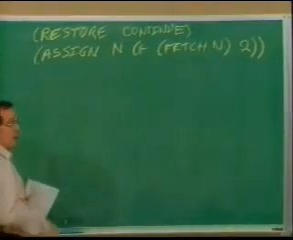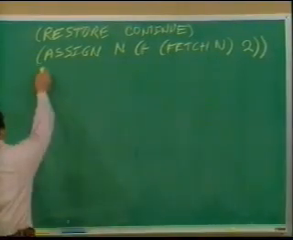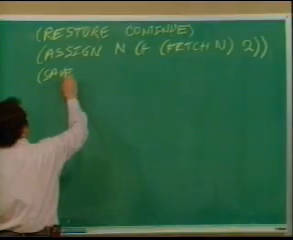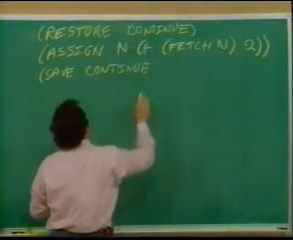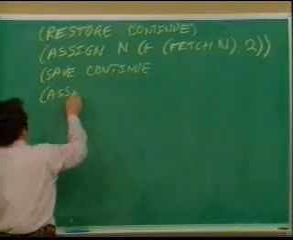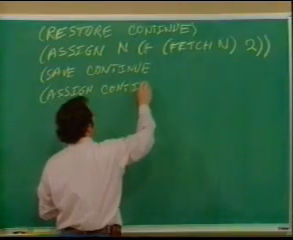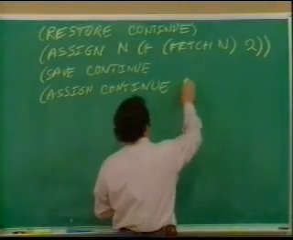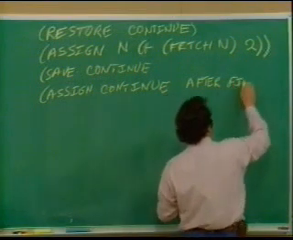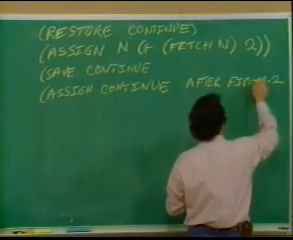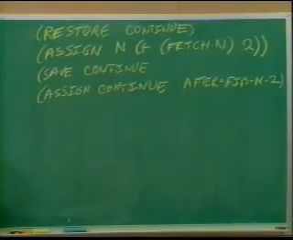Now I have to finish the setup for calling Fibonacci on n minus 2. Well, I have to save up continue, and assign continue to the place which is after fib n minus 2, that place over here somewhere.